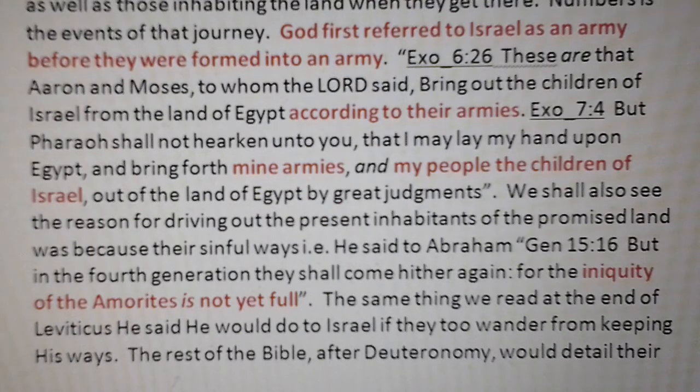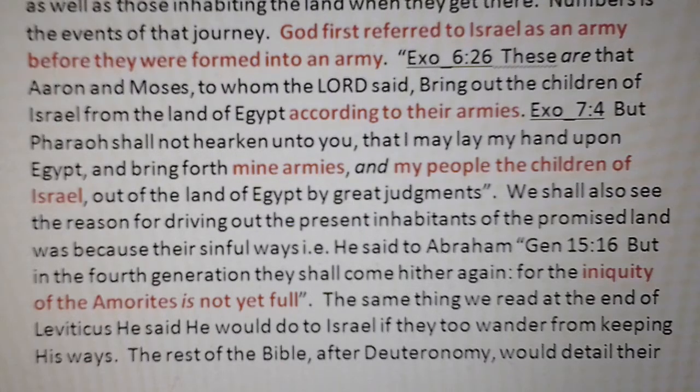Those judgments were the plagues. We shall also see that the reason for driving out the present inhabitants of the promised land was because of those inhabitants' sinful ways. He said to Abraham, for example, in Genesis chapter 15, But in the 4th generation, they, talking about Abraham's descendants who went into Egypt, shall come here again, for the iniquity of the Amorites is not yet full.